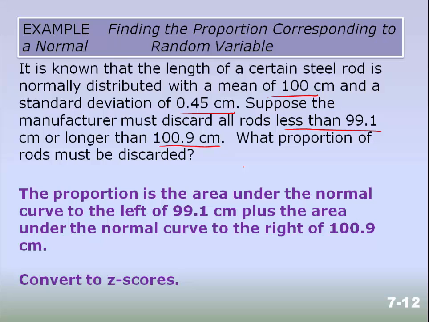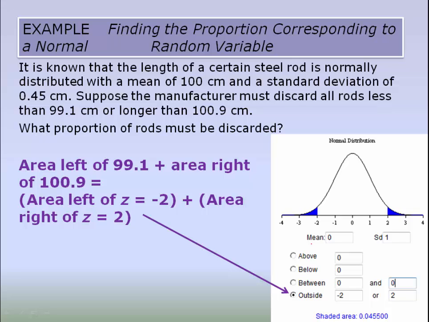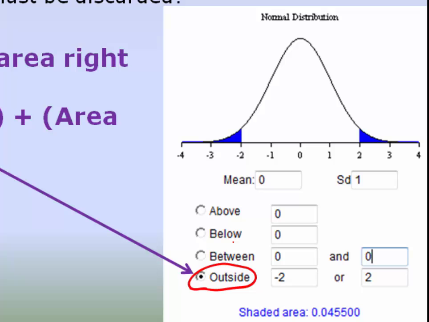The proportion is that area under the normal curve, and we need the area to the left of 99.1 centimeters, and we need to add to that the area to the right of 100.9 centimeters. So again, the first thing we need to do when we want the area under the normal curve is to find z-scores. The z-score for 99.1 is negative 2. The z-score for 100.9 is positive 2. Using the calculator, the area to the left of 99.1 plus the area to the right of 100.9, the calculator will do both of these at the same time if we choose the outside option and put in our standard z-score of negative 2 to positive 2.